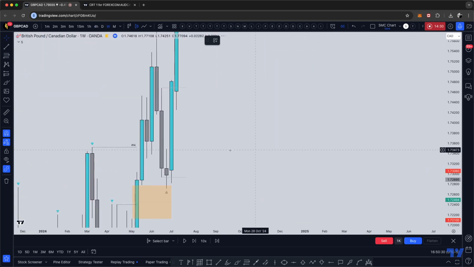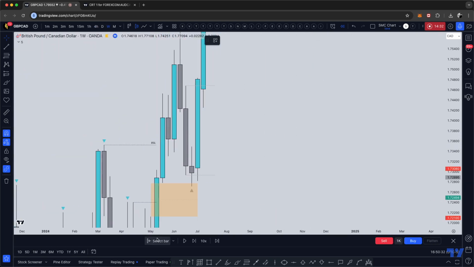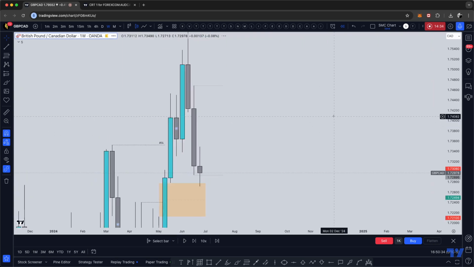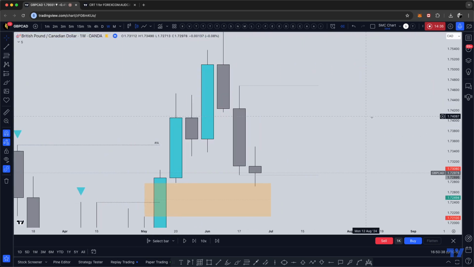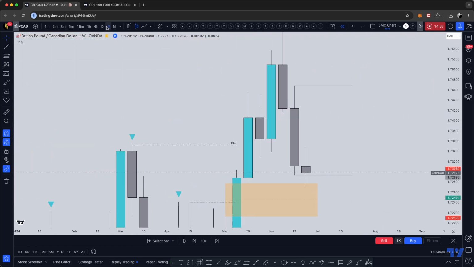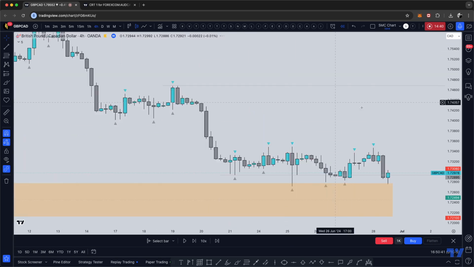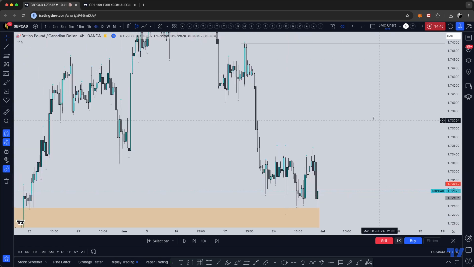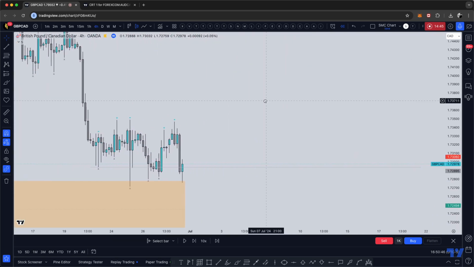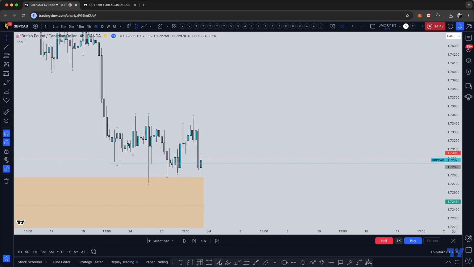Let's actually go back to the weekly, and let's close that candle. So right there, let's go from the weekly to the 4 hour. I think the 4 hour will look better. The daily is probably a little bit too big. So we recently just manipulated this low, right? Let's see if we happen to close above this high.